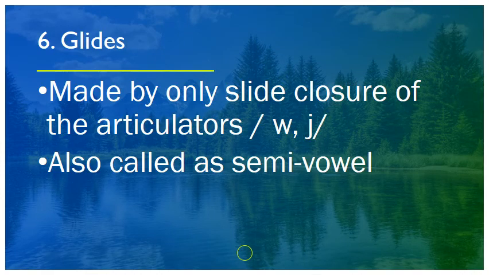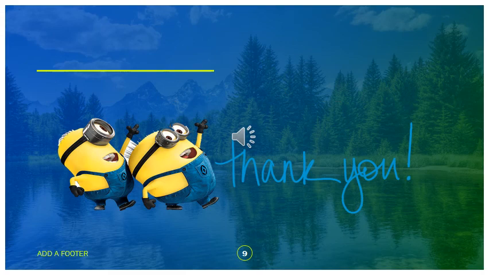Number 6 is glides. A glide is made by only a slight closure. The classification is based on moving from one point to another point, and it's moving very quickly, articulating or sliding without causing an obstruction, so it produces sounds that are gliding.